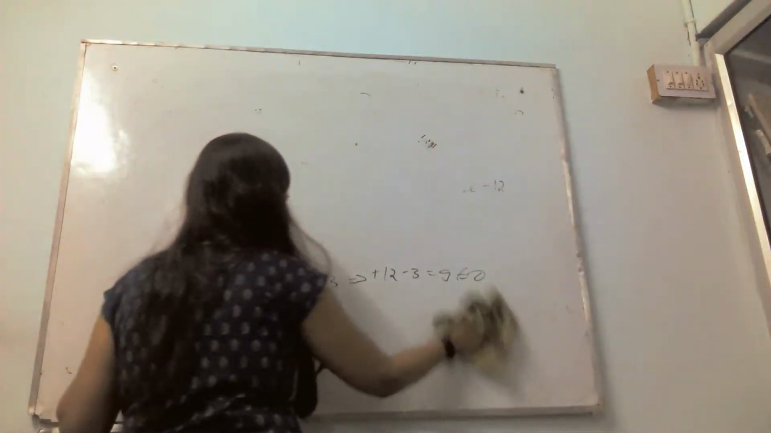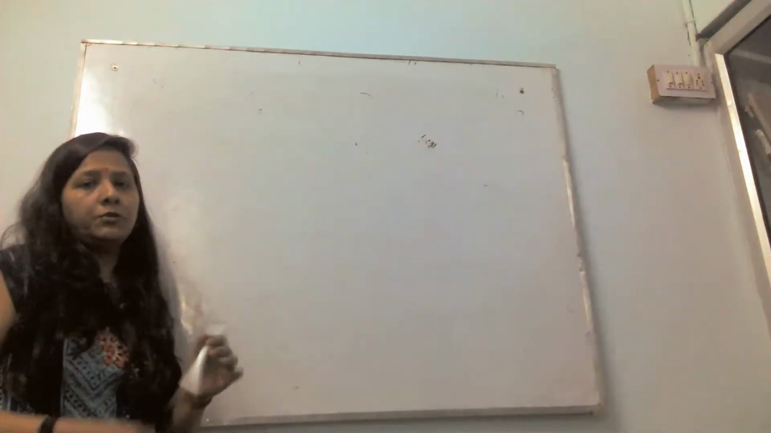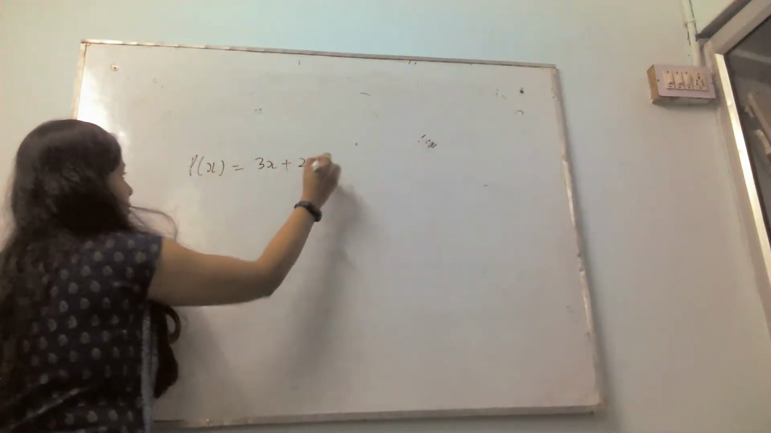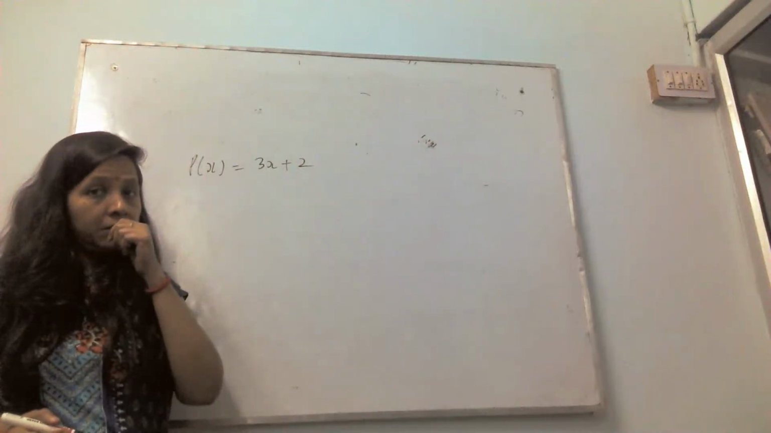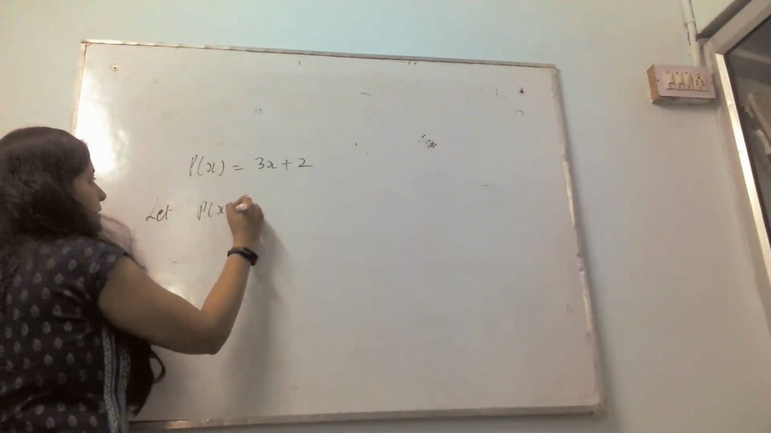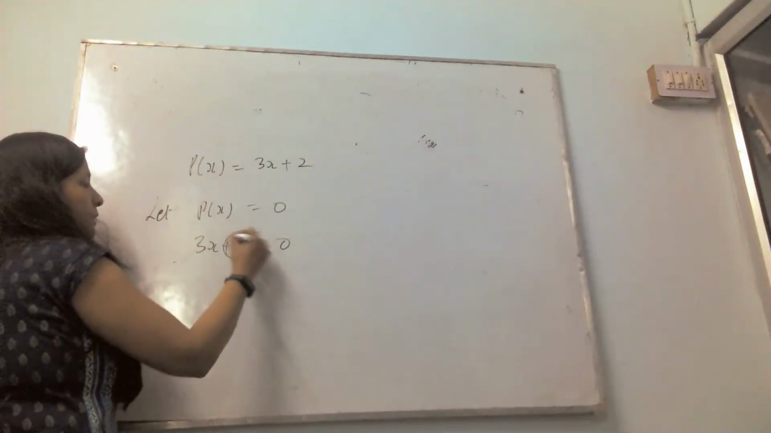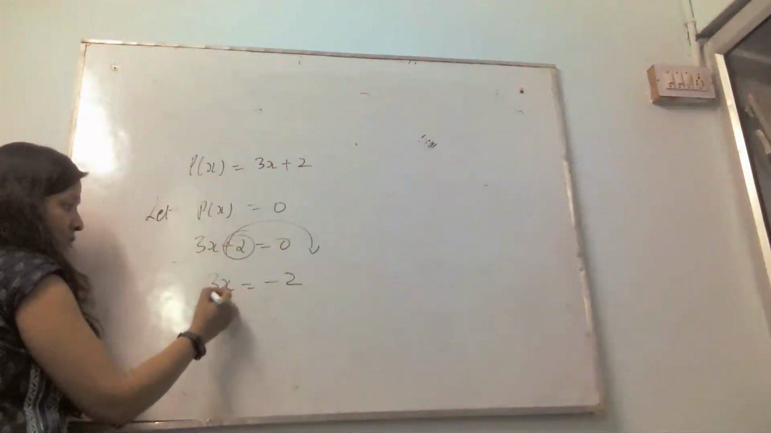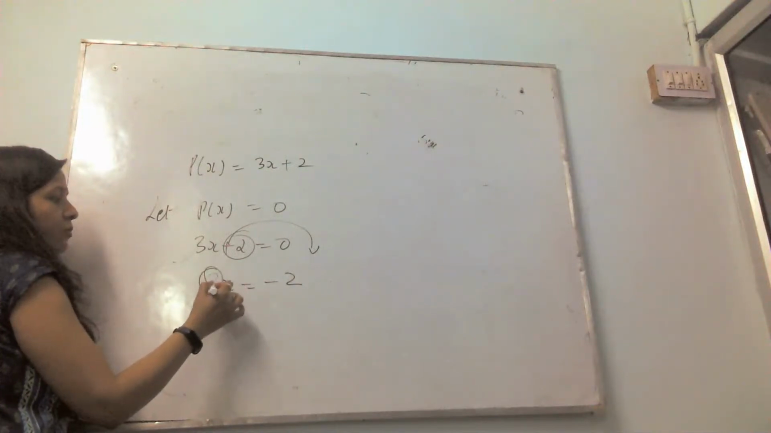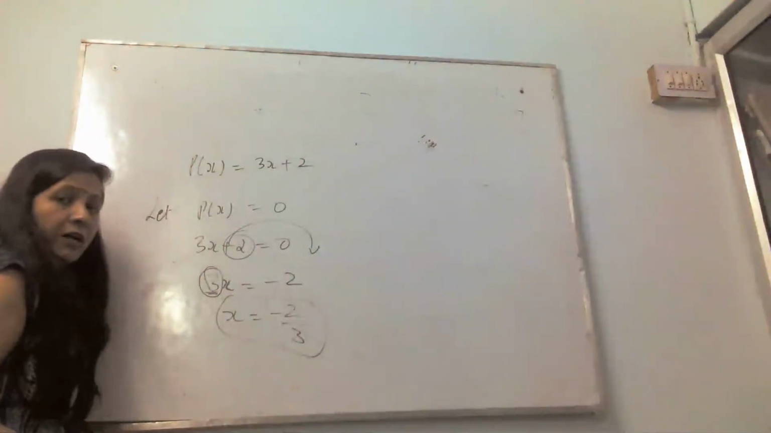Now the last concept we are going to take: how will we find the zero of the polynomial? For example, this is the polynomial and we have to find its zero. So let p(x) equals 0, 3x plus 2 equals 0. The plus 2 goes to the other side. The variable and its coefficient are in multiplication, so the coefficient goes to divide. So the value of x is minus 2 by 3.